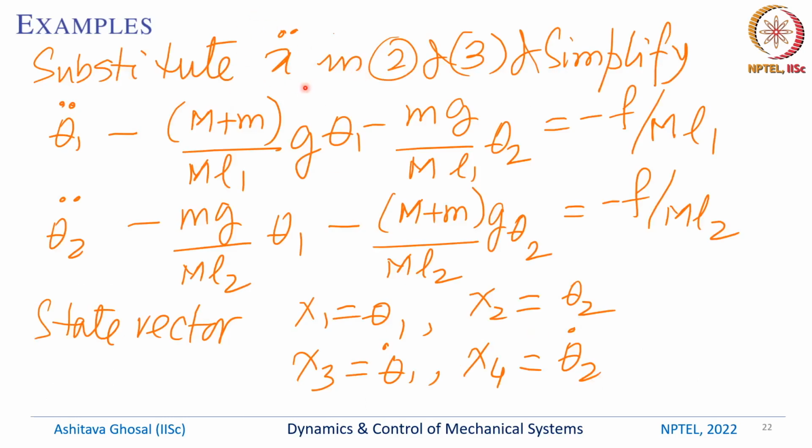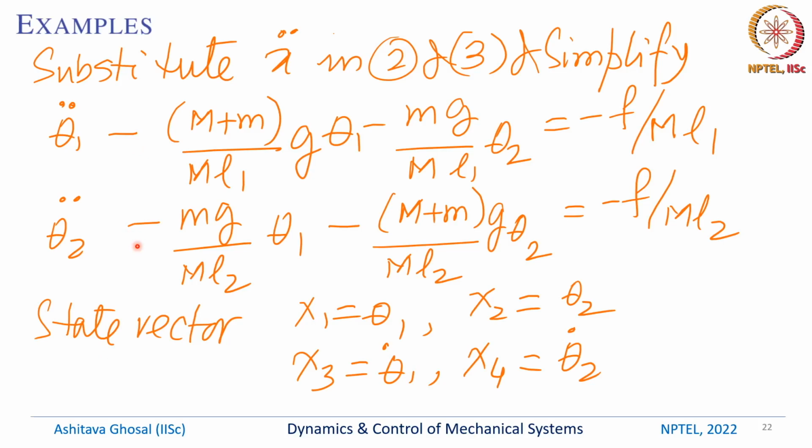So we can substitute x double dot back into 2 and 3 and simplify. So basically what have we done? We have gotten rid of x double dot from those three equations in three unknowns. We have two equations in two unknowns. The first equation is theta 1 double dot - ((M+m)/(M L1)) g theta 1 - (m g/(M L1)) theta 2 = -F/(M L1). And likewise the second equation: theta 2 double dot - (m g/(M L2)) theta 1 - ((M+m)/(M L2)) g theta 2 = -F/(M L2).